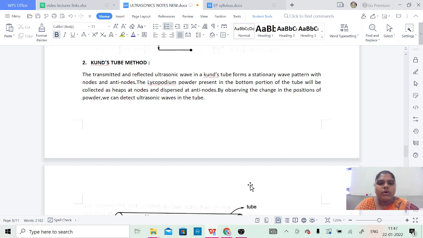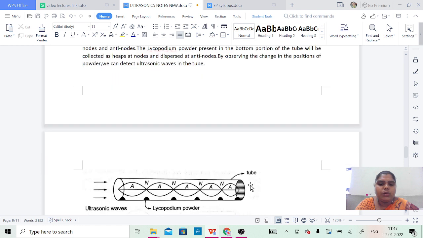Now the lycopodium powder present in the bottom portion of the tube will be collected as heaps at nodes and disappear at antinodes. So if there are flaws, whenever we sprinkle that powder on that particular area, it will be collected as heaps. That means it will be collected at nodes and disappear at antinodes. So by observing the change in the positions of the powder, we can detect ultrasonic waves in the tube.